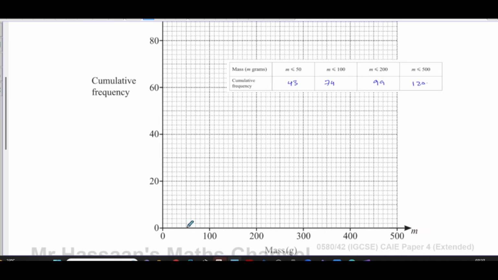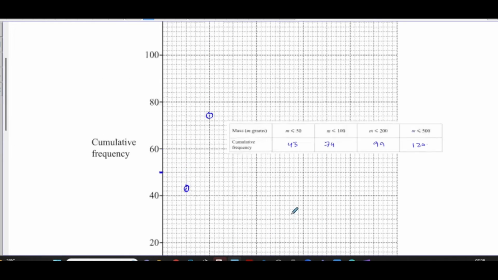So 50 is here, and 43 is, that's 50, okay, so that's 42, 44, 46, 48, 50. So 43 is exactly halfway between those two. So that's 43. Then you have less than 100 is 74. So for 100, I've got to go to 70, 72, 74. It's right there, exactly there. And then you've got 99 and 200. So we've got to go to 200 first and then 99.